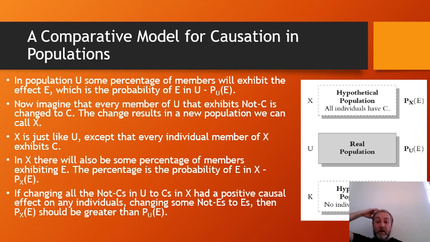So if there is a causal relationship, we ought to expect that the probability of the effect in the population where everybody has the causal variable should be greater than the probability of the effect in the population where there's the mix, like some smokers, some non-smokers, right?